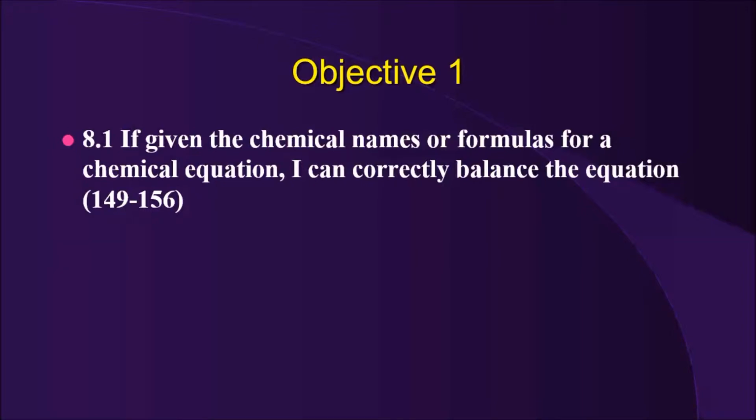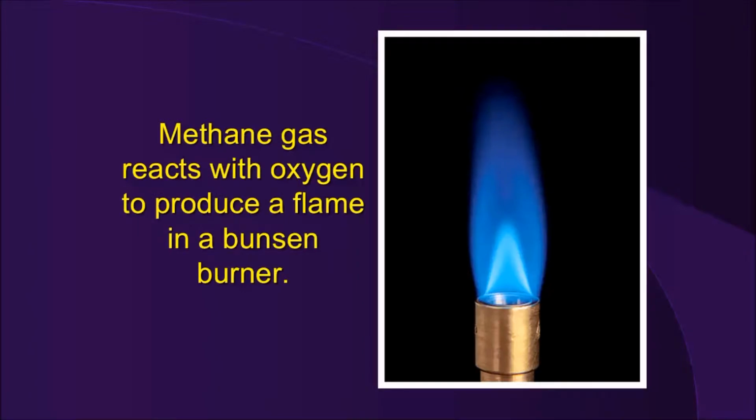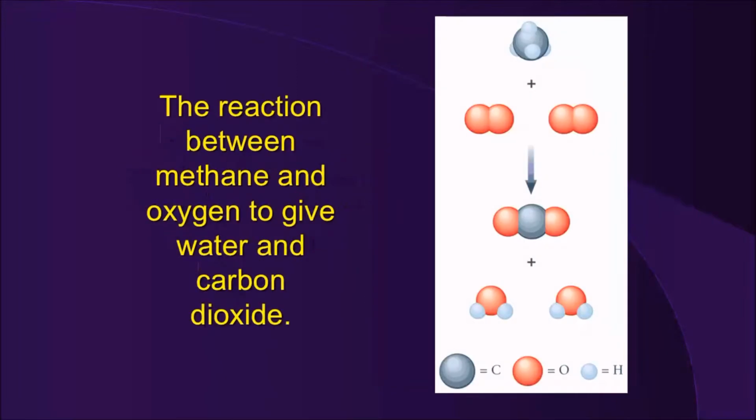Everything builds on it. All right, let's begin by me telling you that methane gas reacts with oxygen to produce a blue flame that you see here, and it produces carbon dioxide and dihydrogen monoxide. Those are words. And they very accurately describe what exactly is going on. But it's using words, and it takes time to write all that down.